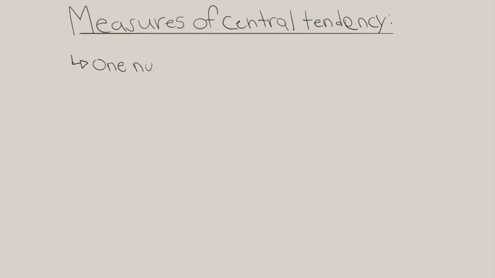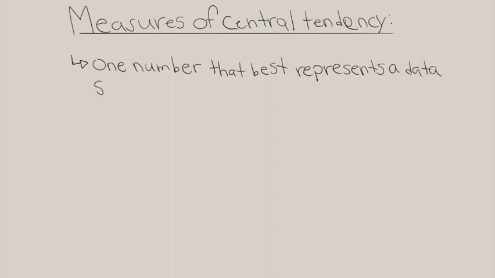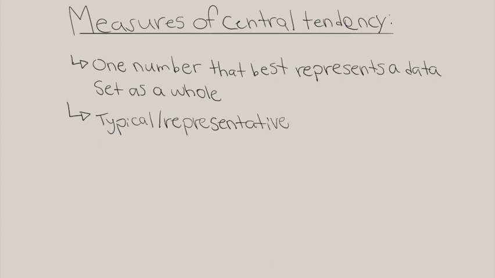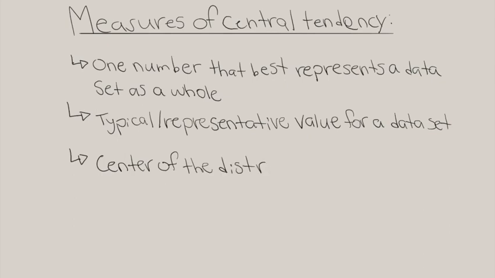So I'll start with a broad overview about what measures of central tendency are conceptually. Essentially, it's going to be one value or number that best represents your data set or group of numbers as a whole. And that value may or may not actually be one of the numbers in your data set, depending on which measure of central tendency it is, and what the numbers are in your set. Another way to think of this is that it's a typical or representative value for the data set. And then finally, you'll often hear that it's the center of the distribution of the data set.